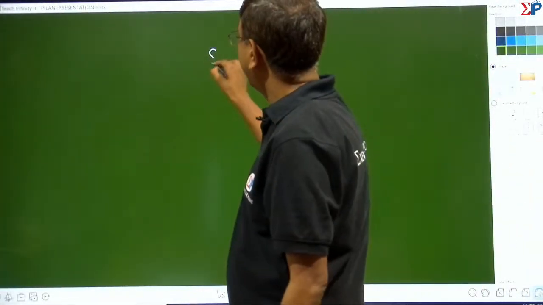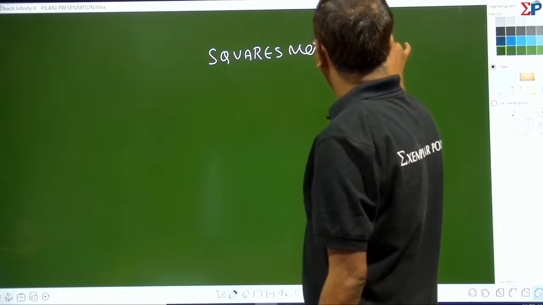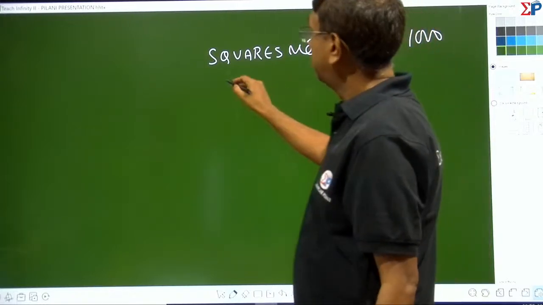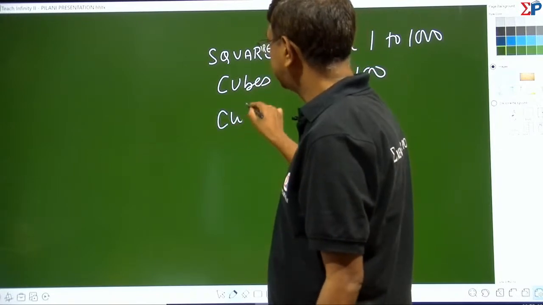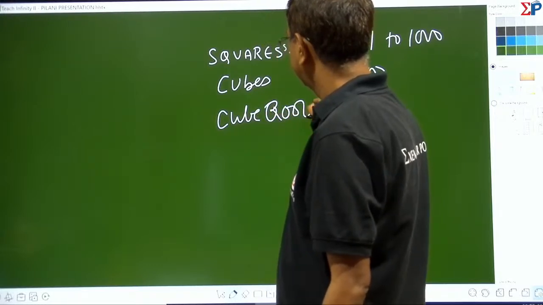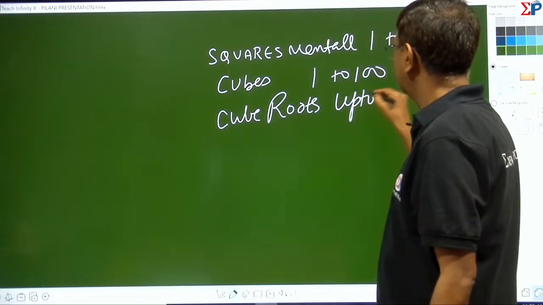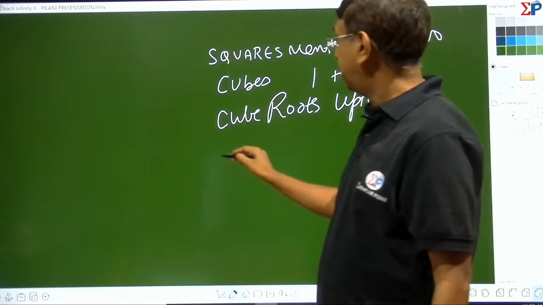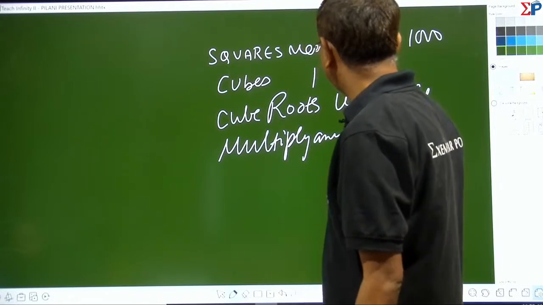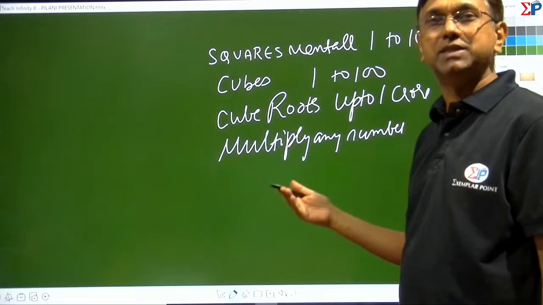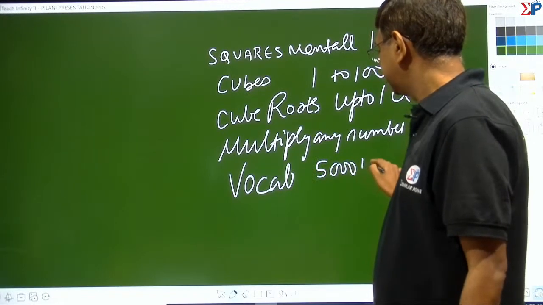Right? So squares we can do mentally, 1 to 1000. Cube roots, cubes 1 to 100. Cube roots up to 1 crore. Multiply any number that is useful to you. In mensuration, squares, cubes, all these things will come. Vocab, 5000 words, right?